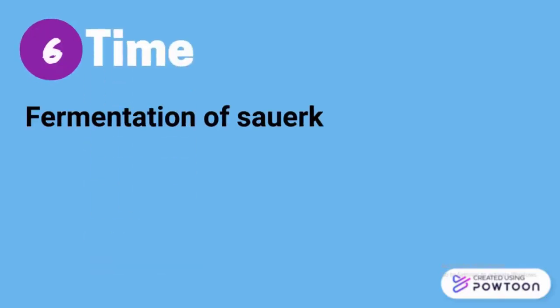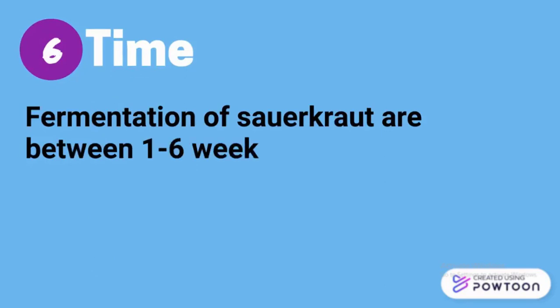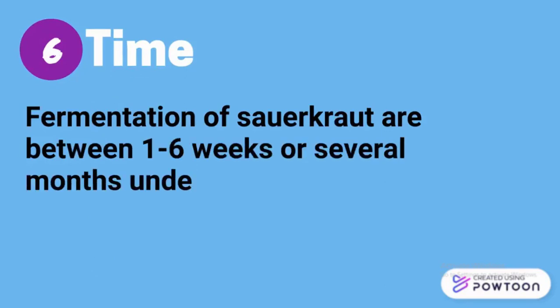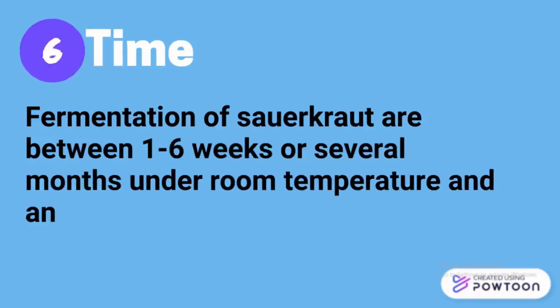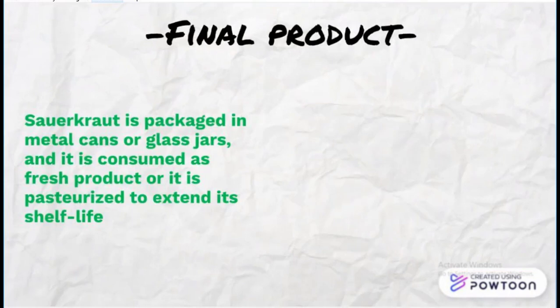And the last is time. Fermentation of sauerkraut takes between 1 to 6 weeks, or several months, under anaerobic condition and optimum temperature. Final product quality control. Fully fermented sauerkraut is packaged in metal cans or glass jars, and it is consumed as a fresh product or it is pasteurized to extend its shelf life.